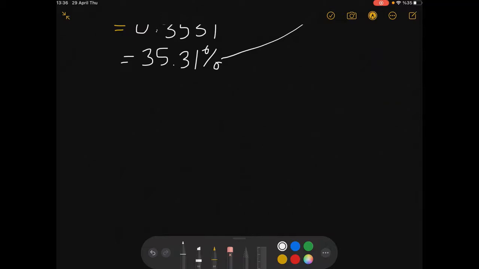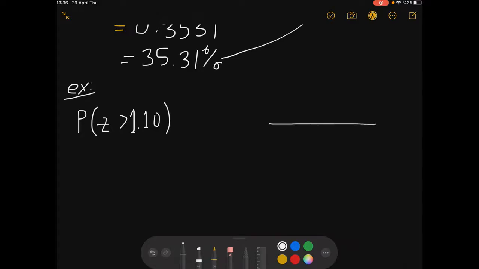So this is how we use the table, and let's continue with a few more examples to make things more clear here. Another example: what is the probability of having z more than 1.1? Please do not hesitate to take this extra step and draw.